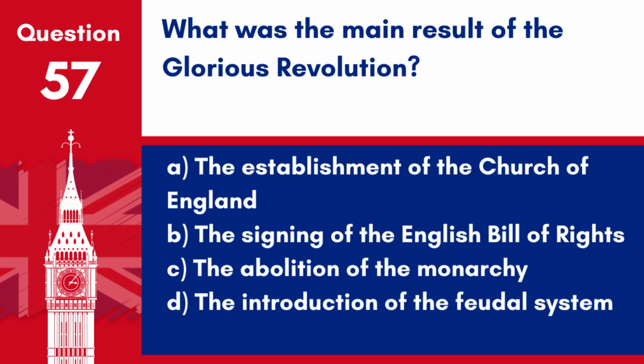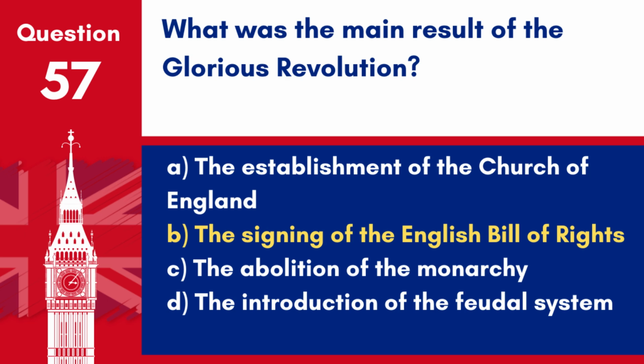Question 57. What was the main result of the Glorious Revolution? A. The establishment of the Church of England. B. The signing of the English Bill of Rights. C. The abolition of the monarchy. D. The introduction of the feudal system. Answer: B. The signing of the English Bill of Rights.